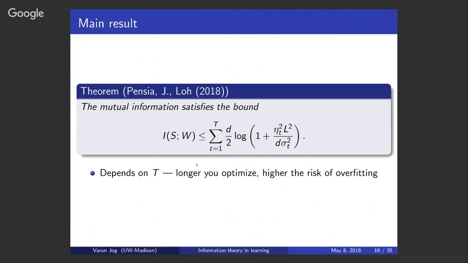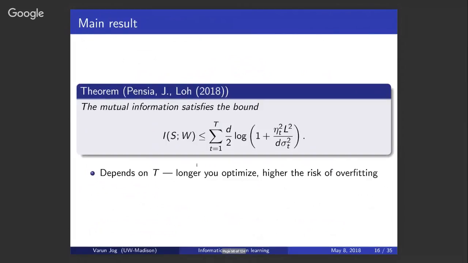And so clearly this bound depends on T, which is kind of natural, because the longer you optimize, the higher the risk of overfitting, because you're trying to minimize this empirical risk function. And the longer you optimize, the more likely you are to find a minimum that is really well optimized for that particular empirical loss, but it won't generalize well. So you might be overfitting.